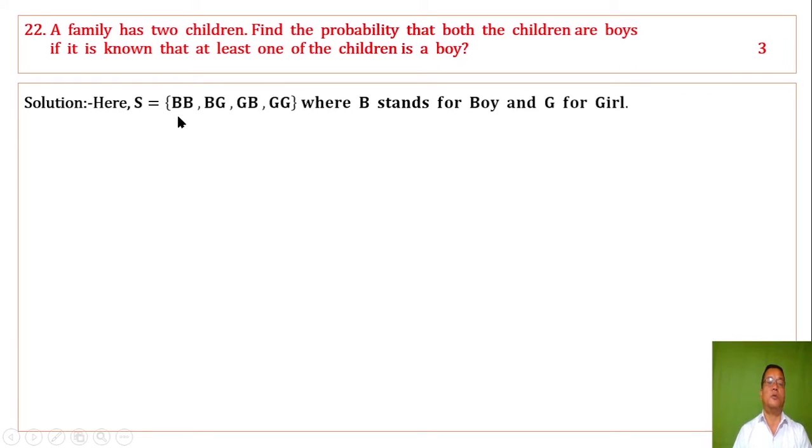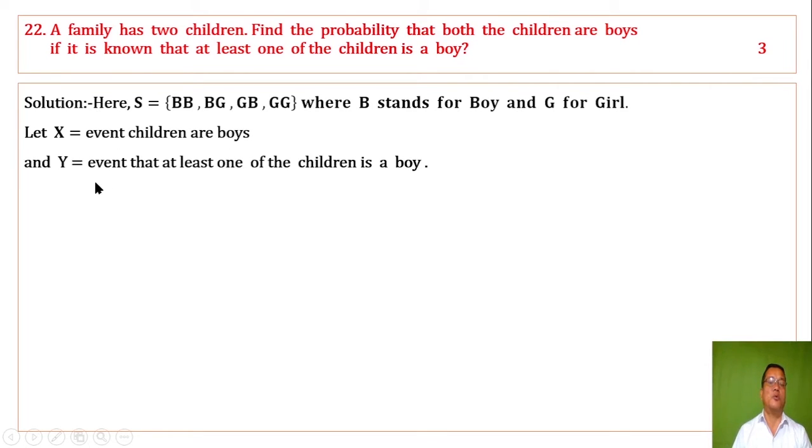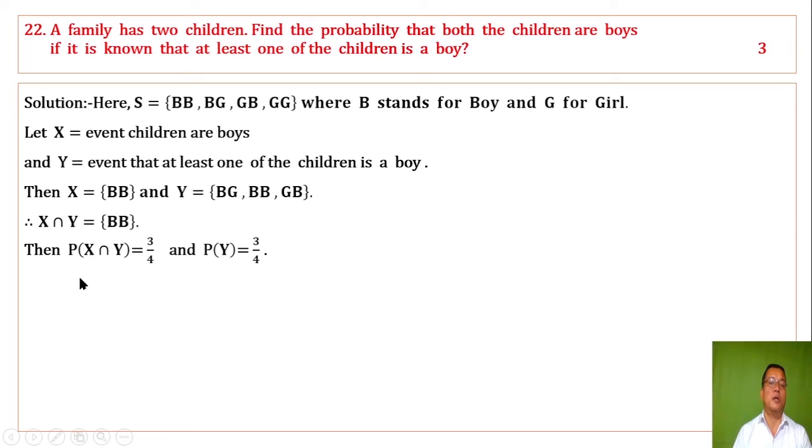Here S equal to BB, BG, GB, GG, where B stands for boy and G for girl. Let X be the event that both children are boys, and Y the event that at least one of the children is a boy. Then X consists of BB, and Y consists of BB, BG, GB. Then their intersection is BB only.